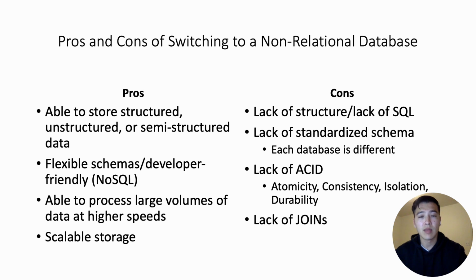Semi-structured data is the middle ground between structure and no structure. Geeks for Geeks suggests that metadata, XML documents, and JSON files are semi-structured data because they indicate some structure but do not conform to any rigid schema. On the topic of schemas, non-relational databases are developer-friendly, which means that developers can use programming and query languages other than SQL that support different types of data.